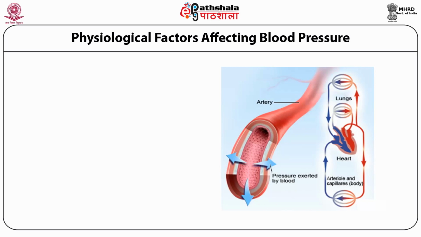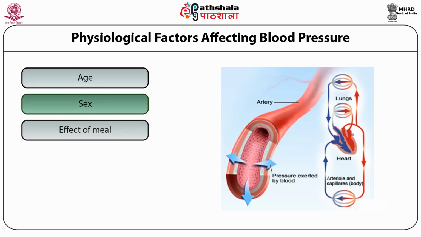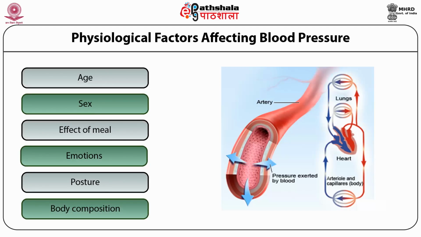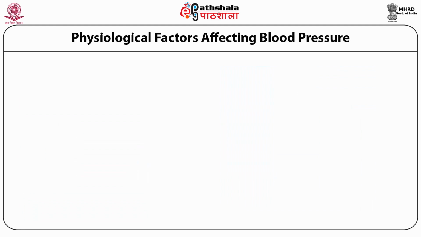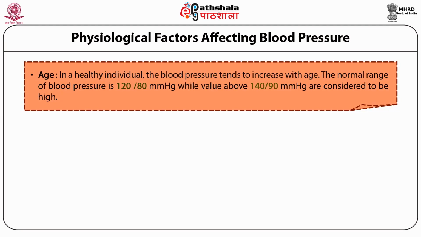Let's have a look at various physiological factors which affect our blood pressure. The broad factors can be classified as age, sex, the effect of meal, our emotions, our posture, and body composition of an individual. Let's take age first. In a healthy individual, the blood pressure tends to increase with age. The normal range of blood pressure is 120 by 80 mmHg, while values above 140 by 90 mmHg are considered to be high as per the JNC or Joint National Committee's standard.